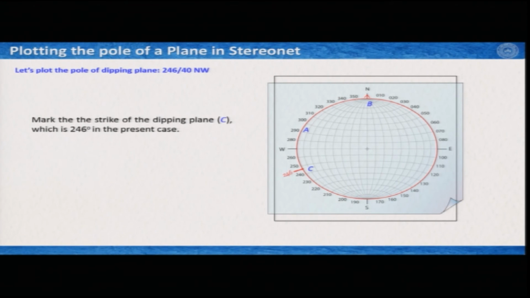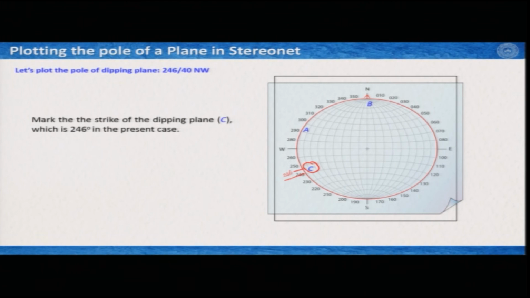Now, our strike line is 246 degrees. So, we have to mark 246 degrees on this primitive circle based on the data which we have at the stereo net. In this case, this is your 246 degree mark, that is point C here, and this is how you mark it.